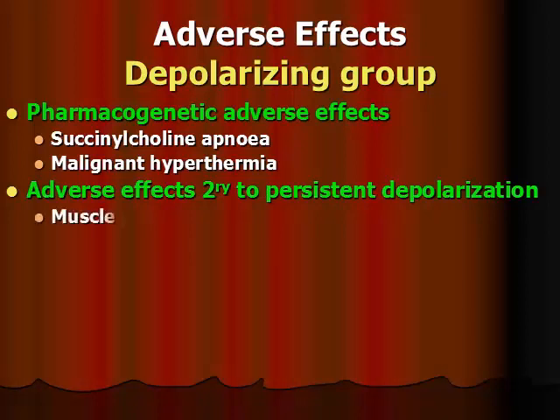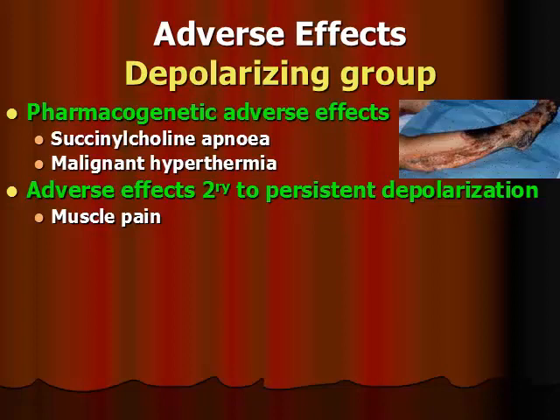The first is muscle pains, which occur due to the non-synchronized contractions, or fasciculations, that occur initially before the muscle paralysis. These may be abolished by priming with a small dose of a competitive agent before succinylcholine. This adverse effect may be serious in patients with extensive muscle trauma.